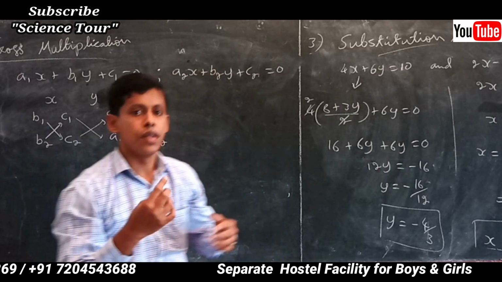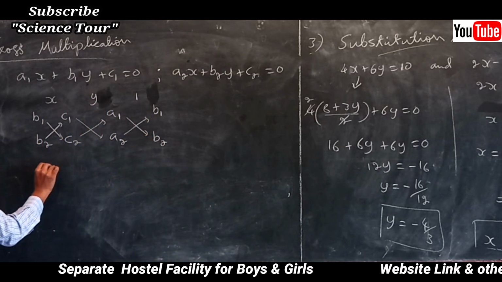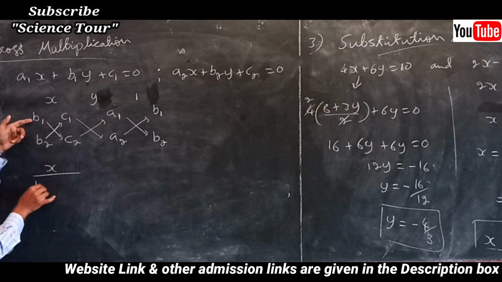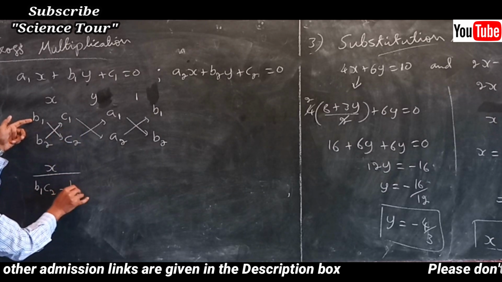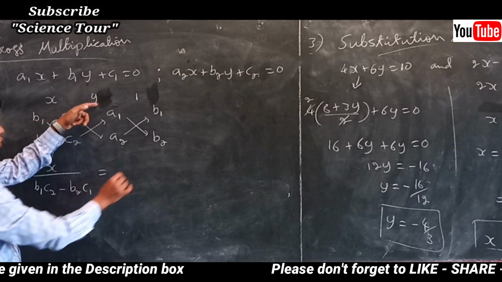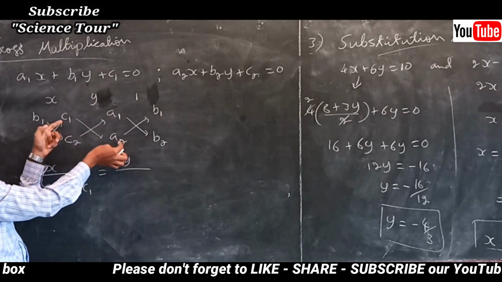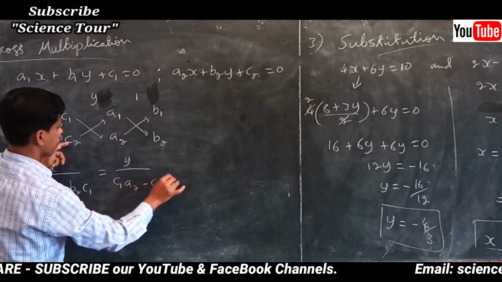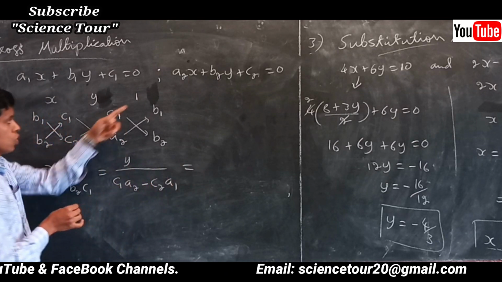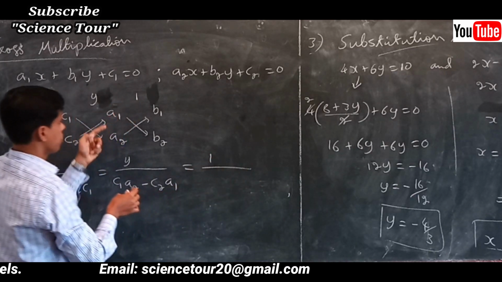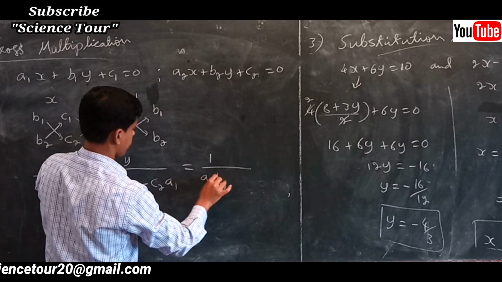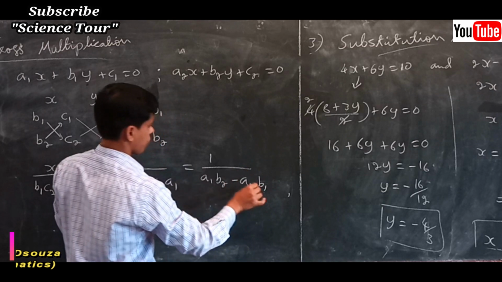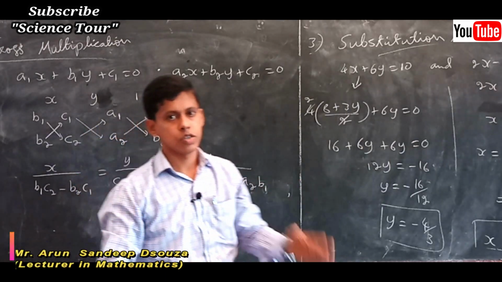Understood this much? Now how to go about it: x divided by b1 c2 minus b2 c1, that is equal to y divided by c1 a2 minus c2 a1, and that is equal to 1 divided by a1 b2 minus b1 a2, or a2 b1. So, understood so much? Alright.